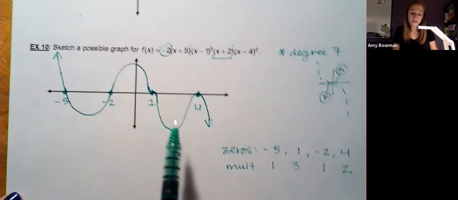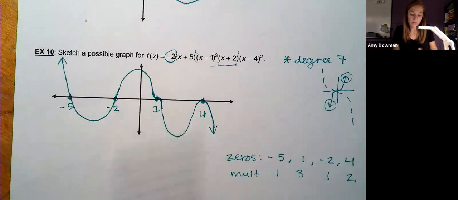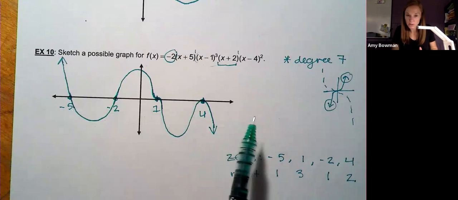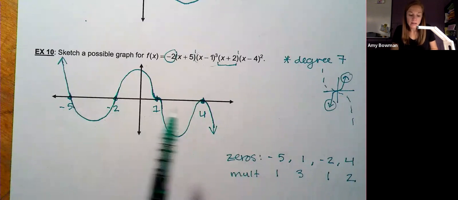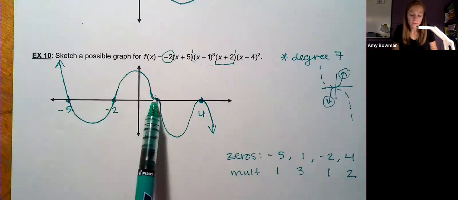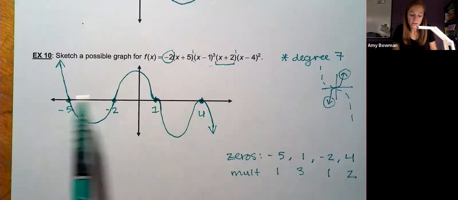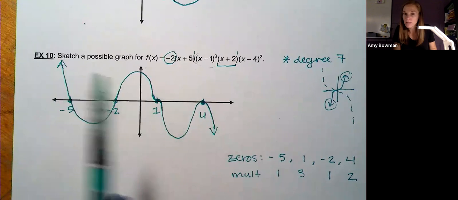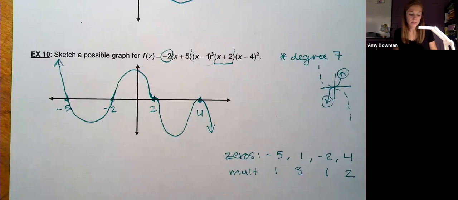When you're sketching these graphs, I'm checking for, are your zeros in the right spot? So make sure you label your zeros on the x-axis. I'm checking to see that the function is behaving in the correct way based on the multiplicities, and also that it's starting and ending in the right quadrants. Okay, so that's it for the second half of 4.4.